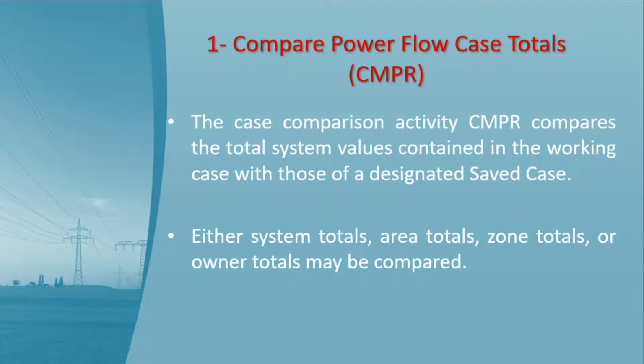So the first activity in PSSE is comparing power flow case totals, like CMPR. The case comparison activity, the CMPR, compares the total system values contained in the working case with those of your reference case. So you can select the total case as well as area total or zone total or owner total depending upon your system requirement.